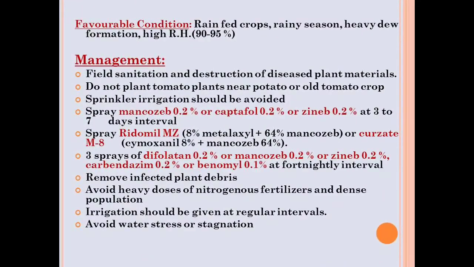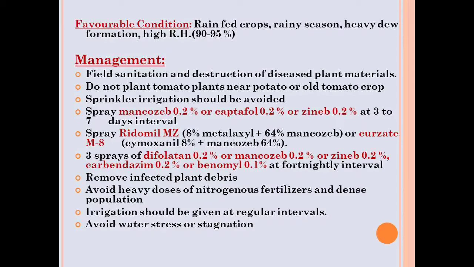For management of late blight of tomato, we should follow field sanitation methods and destruction of diseased plant debris or planting material. It should be removed outside the field. Do not plant tomato plants near potato or old tomato crop. As I told, solanaceous crops are the reservoir host for development of Phytophthora infestans.